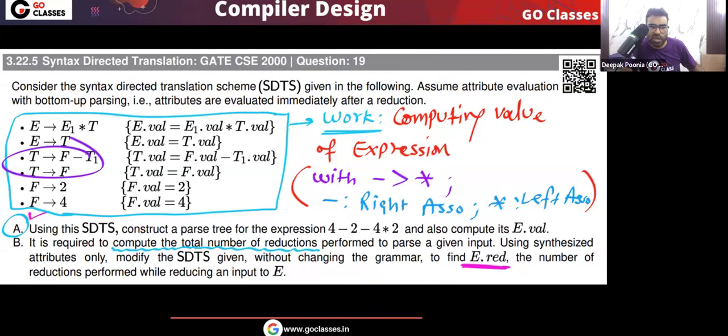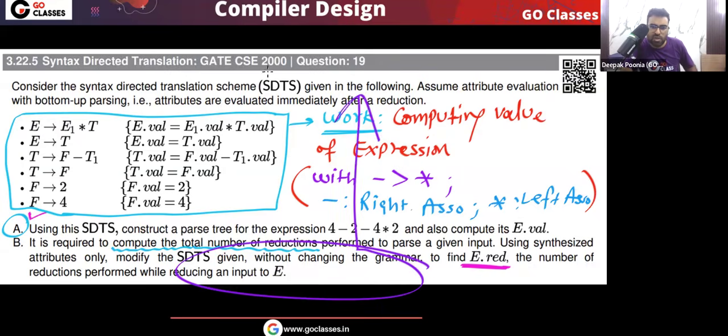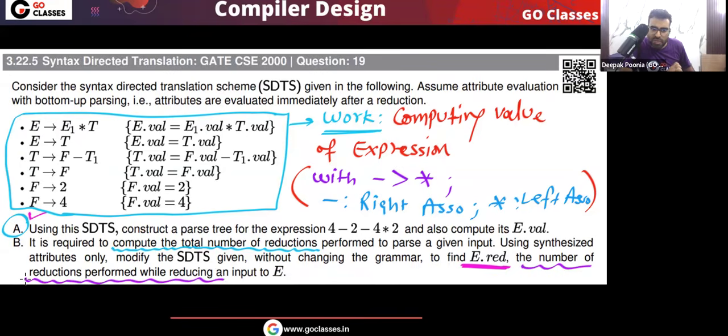Similarly, we will use t.red, meaning whenever any input is reduced to t, what is the total number of reductions performed? That is t.red. I hope you understood. So you can see what e.red is: this is the number of reductions performed when you reduce any input to e. When any input is reduced to e, what is the total number of reductions performed? That is represented by e.red. This is what is captured by the red attribute of non-terminals.